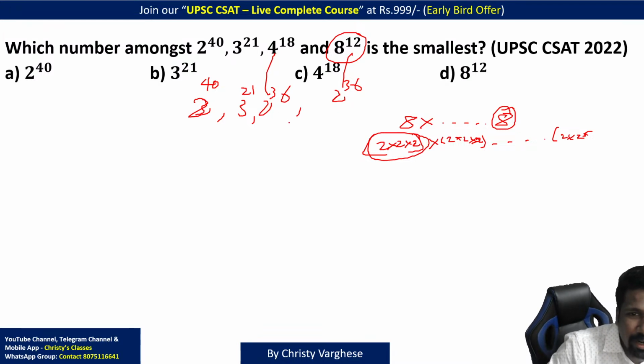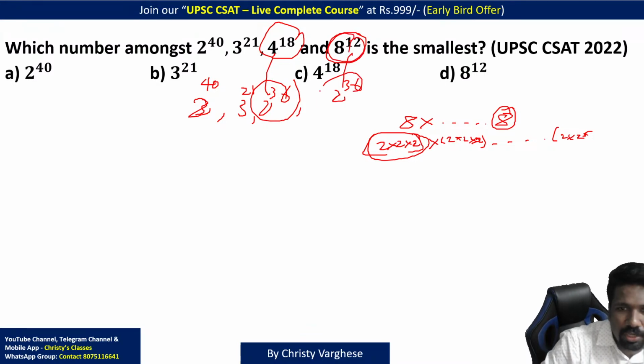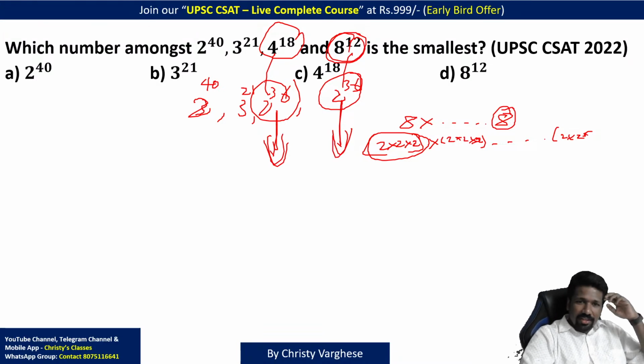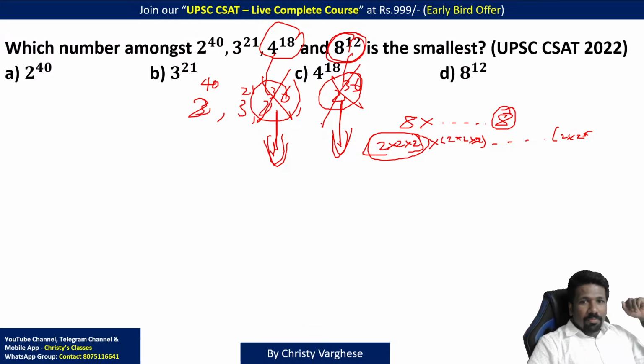Elimination by related options. This option gives you 2 raised to 36. If this is the answer, this is also the answer. No math, I am telling you the logic. If this is the answer, this is also the answer. Na? That means both of them are not the answer. Are you getting the logic? Why both of them are?